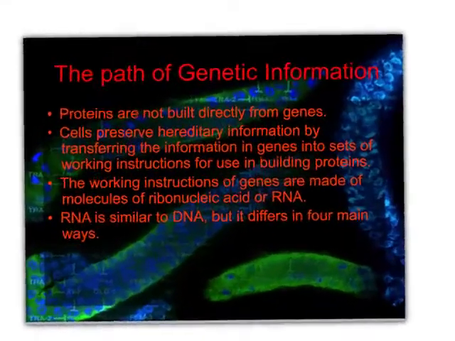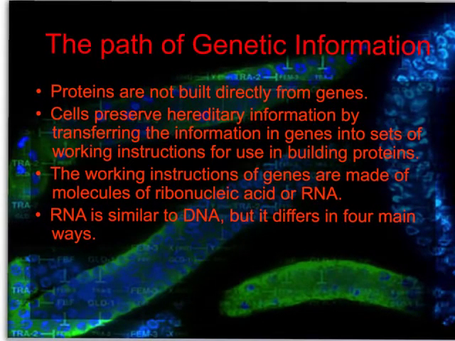All right, what we're going to look at today is how we go from, now that we understand a little bit about the genetic code and DNA, to the path of the genetic protein. Some key concepts: proteins themselves are not actually produced directly from genes. There has to be an intermediate.